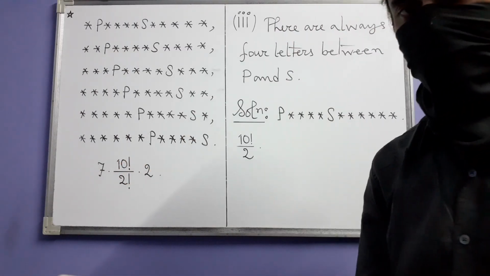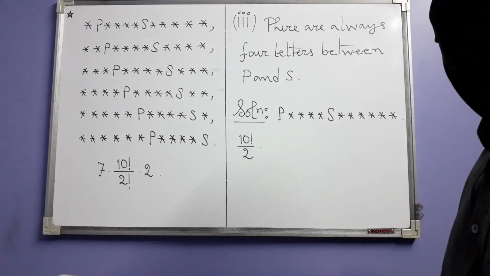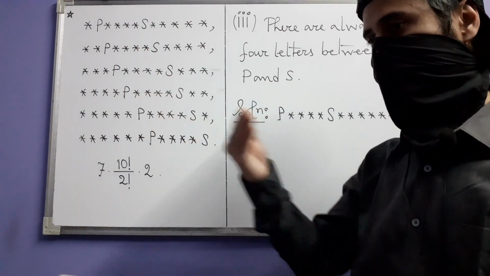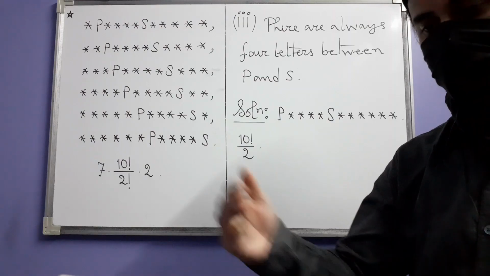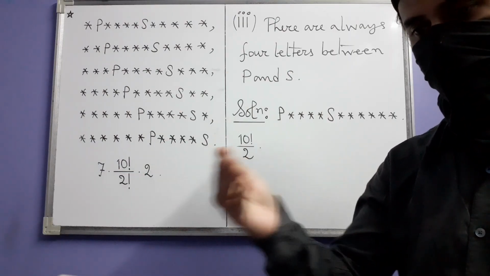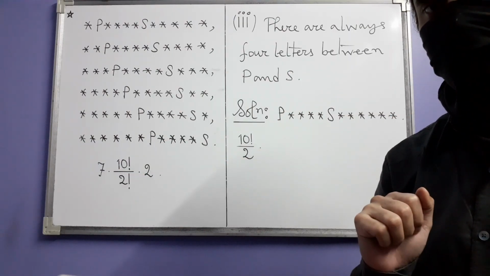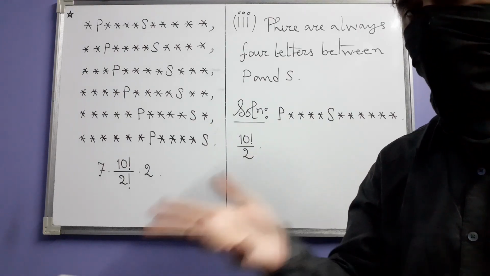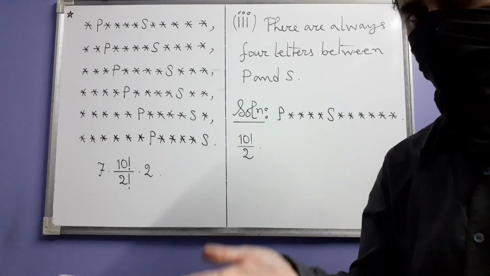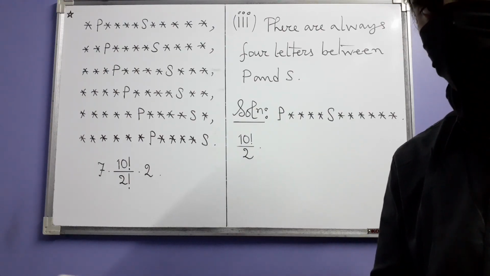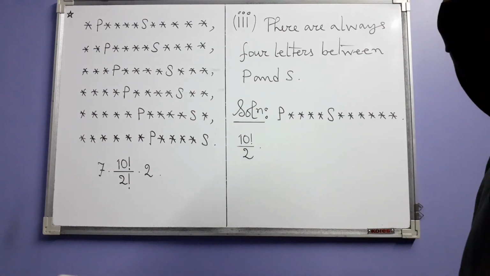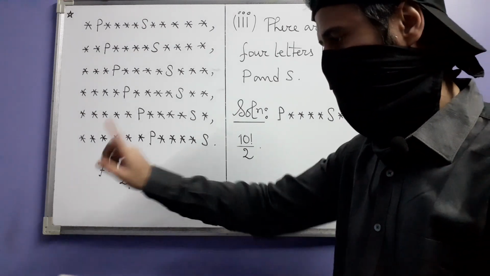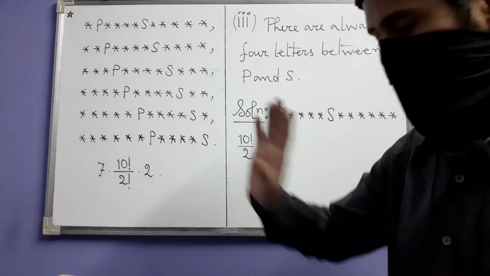But what is this 2? This 2 comes because you can also have SP. S comes first, then followed by 4 letters, and then P comes. Because it's not said in the question that P has to be the letter which comes before S. S can also come before P. So that's why it will be twice this number. So this is your final answer.